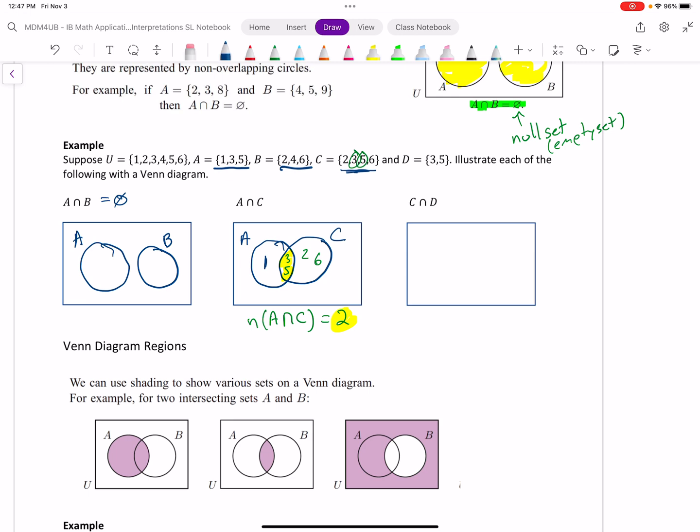Then the last one, C intersect D, you can kind of try this. Look at them, C and D. So D is actually within C because it would be a subset, and there's the numbers. The number of C intersect D would be equal to 2. And if I was to draw this, because all of D's elements are within C, I just draw it inside. So there's D, here's C, 3 and 5, and then what's left over for C, I guess, would be 2 and 6. So the intersection is actually the subset. So sometimes that pops up.